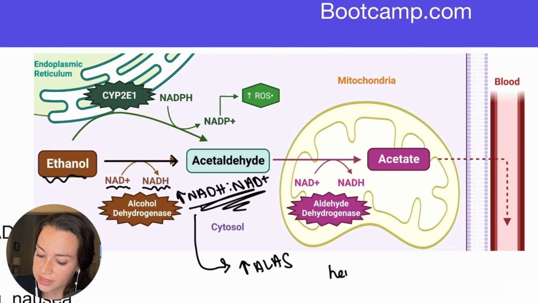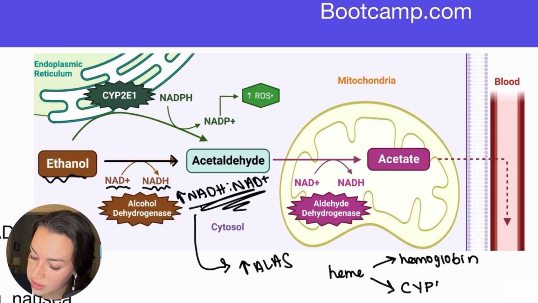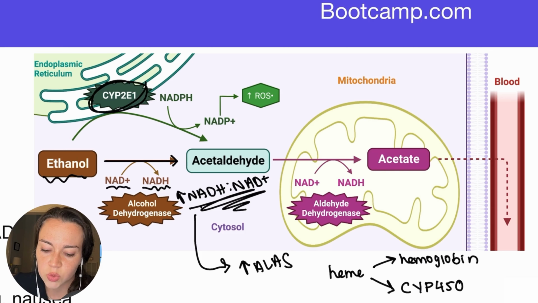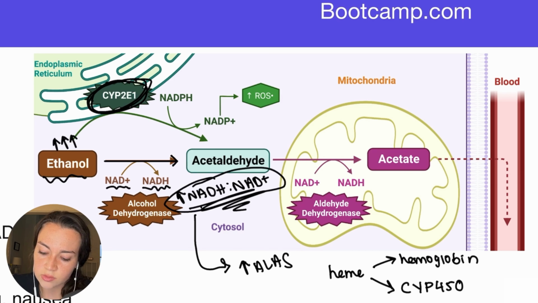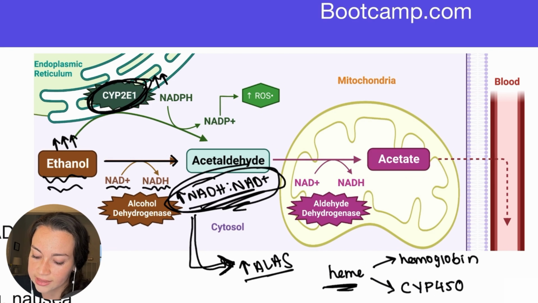Well, remember, I told you that heme is a building block not only for hemoglobin, but also for the cytochrome P450 family of metabolic enzymes. One of those cytochrome P450 enzymes is involved in the metabolism of ethanol, specifically CYP2E1. So the presence of more ethanol in the body, as signaled by an increase in this ratio, is going to signal that we need more CYP2E1 to metabolize that ethanol. And if we want to have enough CYP2E1, we better have enough of its building block, heme. And that's why ethanol and this ratio signal for an increase in ALA synthase activity.